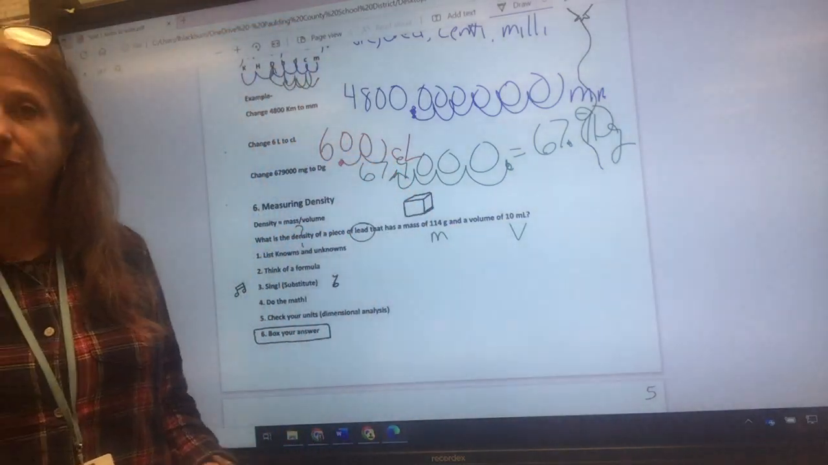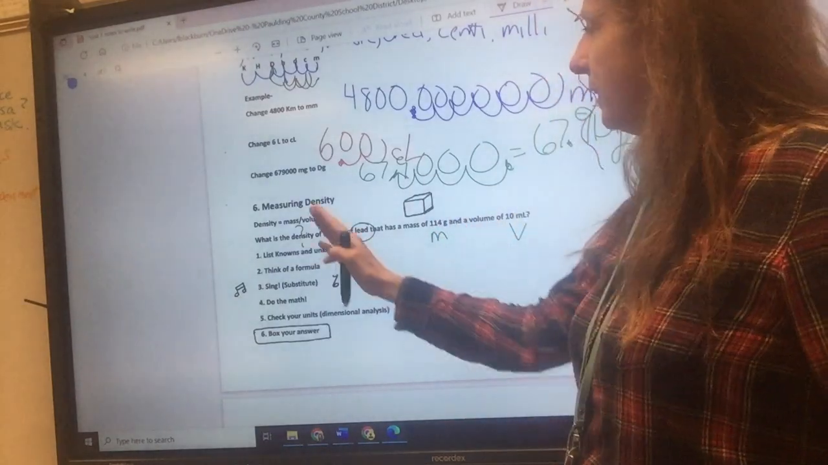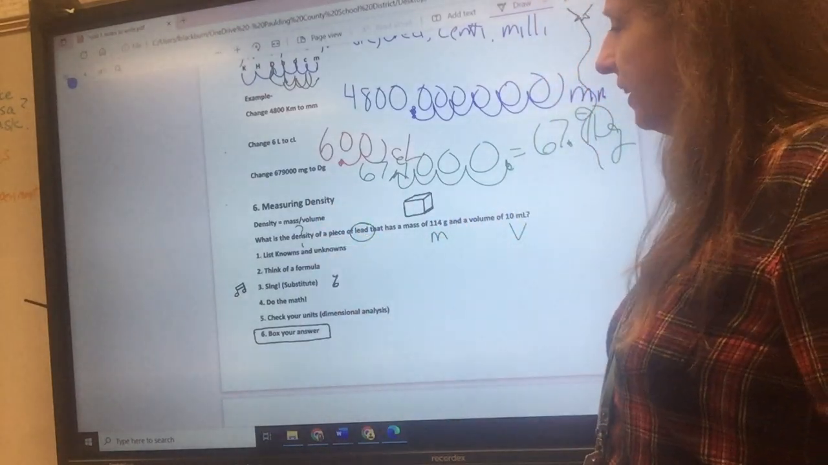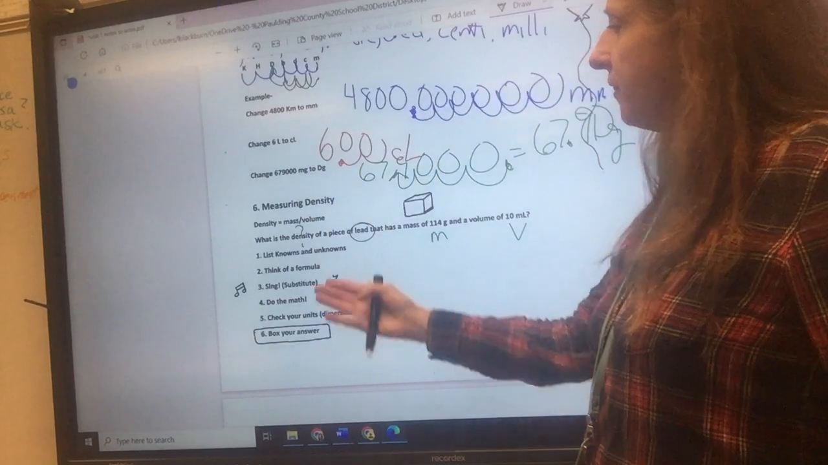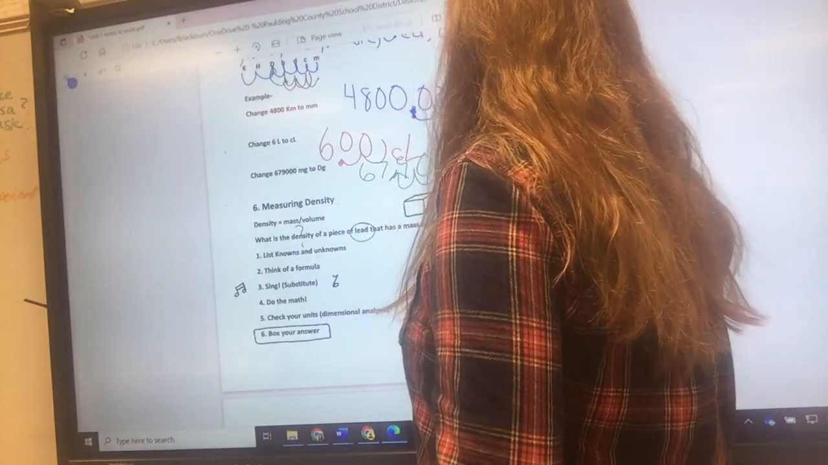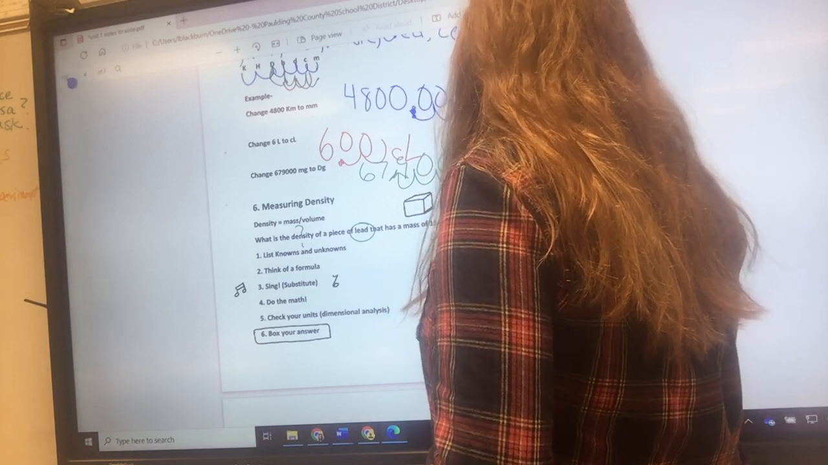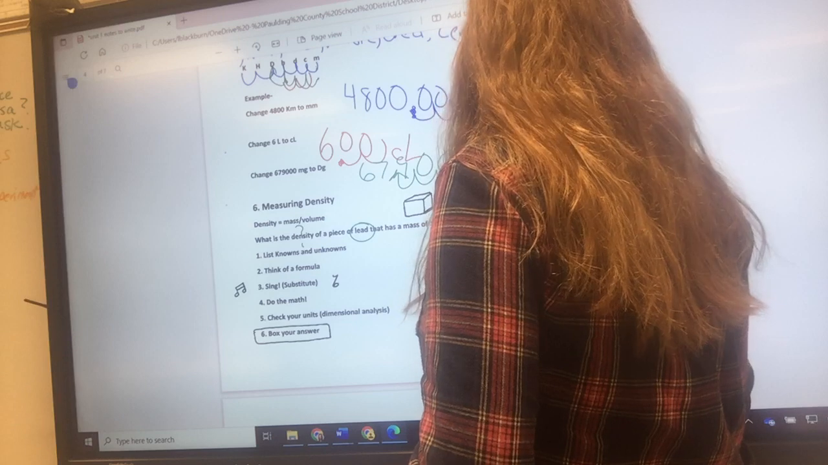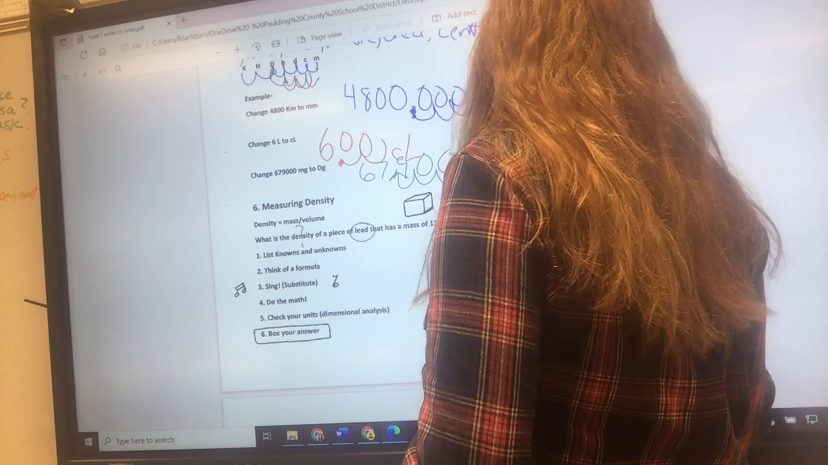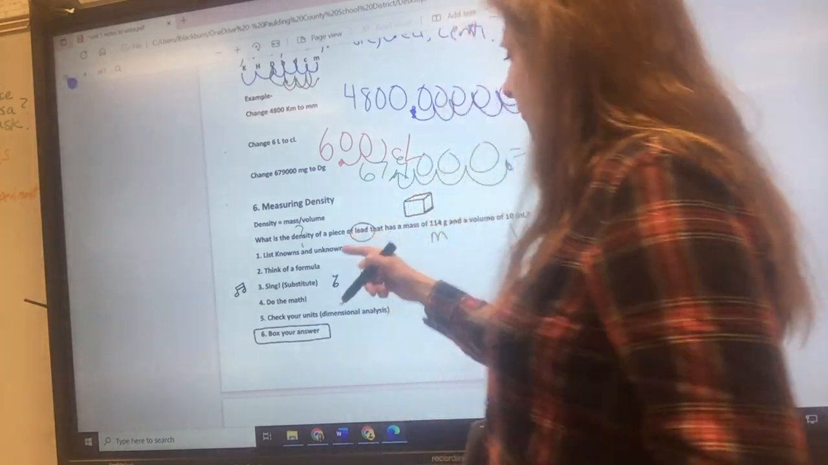So I think to myself, is there a formula that relates mass, volume, and density? Yes, there is. Density is mass over volume. So this is how we do our problem. We list the knowns and unknowns. So I'm going to say density equals question mark, mass equals 114 grams, and volume equals 10 milliliters. So I did the first thing.